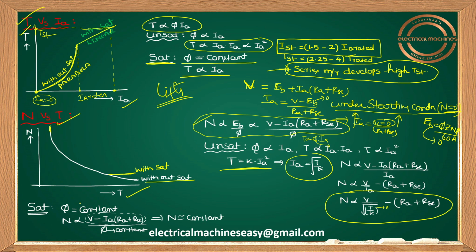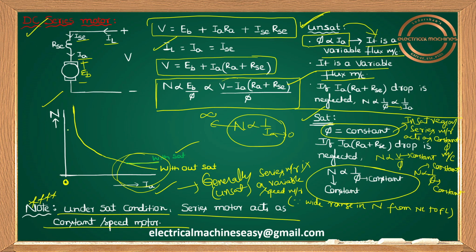In the saturation region, I told you flux remains constant. Try to take this relation, guys. If flux is constant, V minus IA into (RA plus RSC)... I think I told you previously that RA value is very small and RSC is also very small, so IA into (RA plus RSC) is almost negligible. I took the supply voltage as constant, so V minus IA into (RA plus RSC) is almost constant. N remains constant. So guys, try to understand, in the saturation region, N remains approximately constant like this.